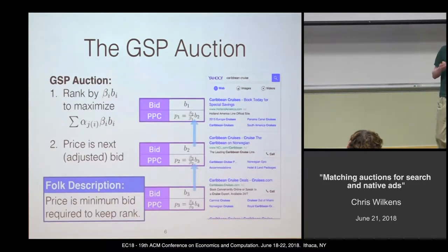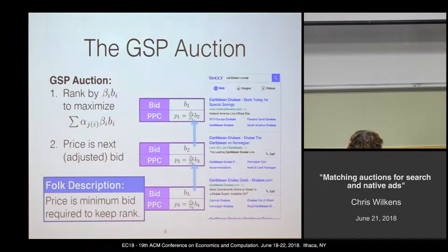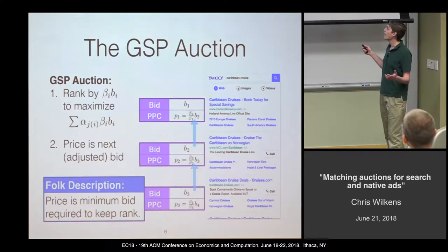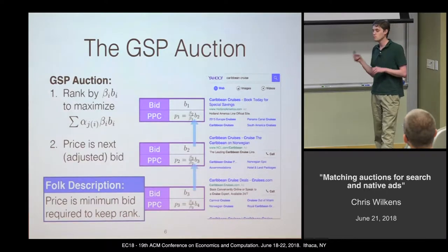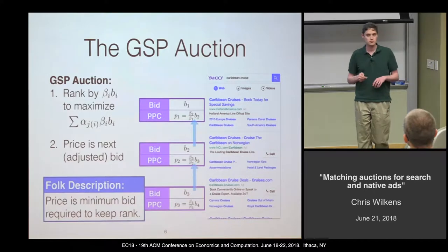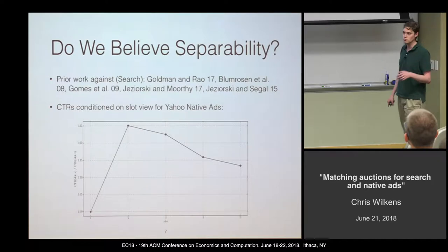So with these, how does GSP work? We compute a ranking score, the ad effect times the bid. We sort by that, which conveniently, in this simple world, maximizes our welfare. The price is as if we were running a second price auction for that slot, based on the bid below it. So basically the first guy pays the second highest bid. Then you need to adjust by the click-through rates to get the minimum bid required to hold your rank in the auction. So that's GSP. But do we believe in the separability assumption?